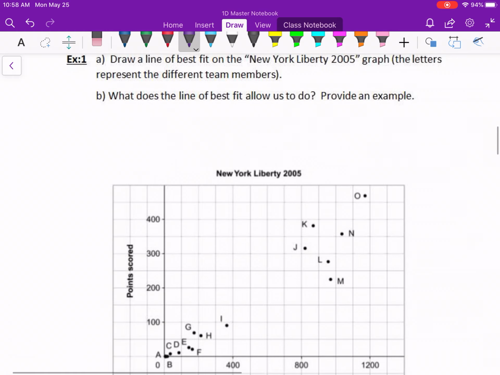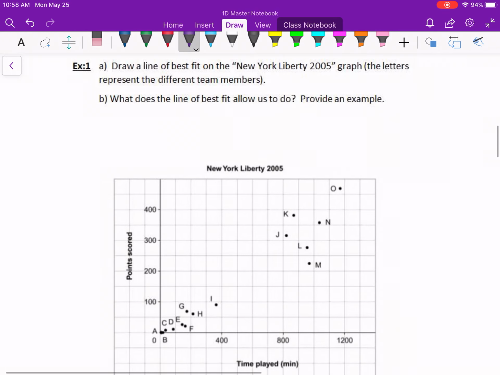So this is showing points scored on the vertical axis, time played in minutes. The letters represent different team members. So this is some sort of team sport. I have to admit I don't know what the New York Liberty 2005 is, but obviously it involves a team. Each different letter is a team member. And again, for each team member, how many minutes did they play? How many points did they score?